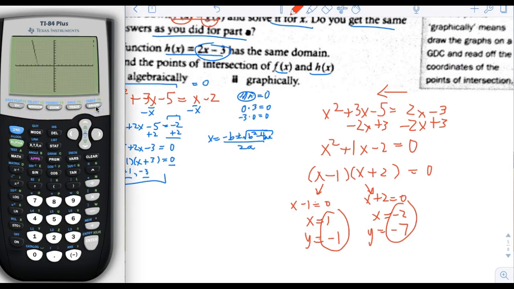And doing the intersection of two functions only is a lot easier because you don't need to specify which functions you're going to intersect. The calculator already kind of knows, okay? It's still going to ask you anyway.